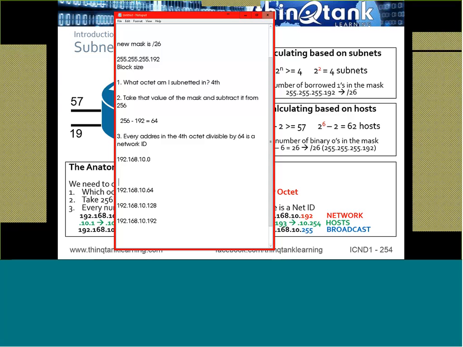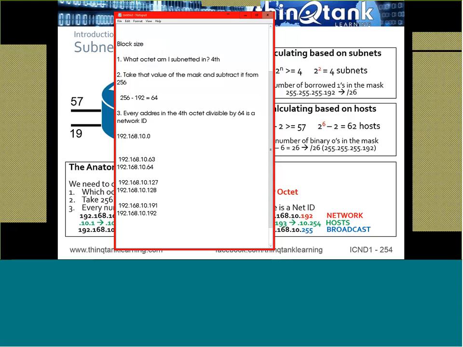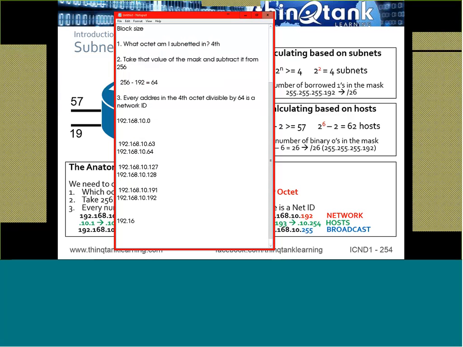Well, if 64 is the next network, what is the broadcast for the previous network? 63. If 128 is the network ID for the next network, what is the broadcast address for the previous network? 127. 192.168.10.191. You guys get the idea. And the last one would be 192.168.10.255, because the next network mathematically would have been 256.